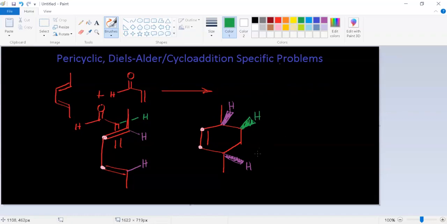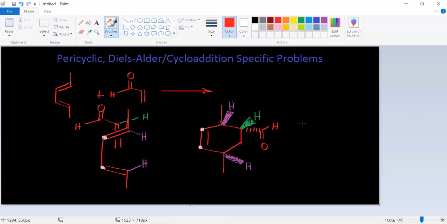Now, if that green H is on a wedge, then that means that the carbonyl part, the aldehyde that's sticking out behind it, must be going back on a dash. So let's do this in red, and we'll show the dashing right here, and there's your carbonyl. And I can fill in that aldehyde H. So that would actually be our product. And it's a nice little tool.